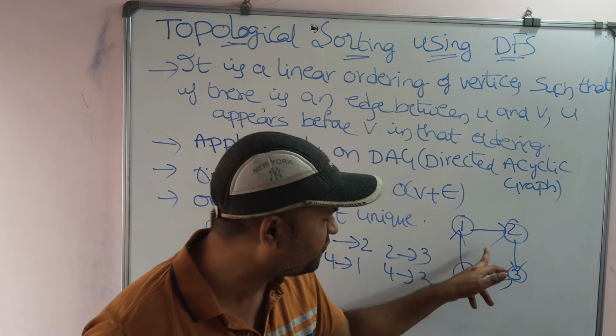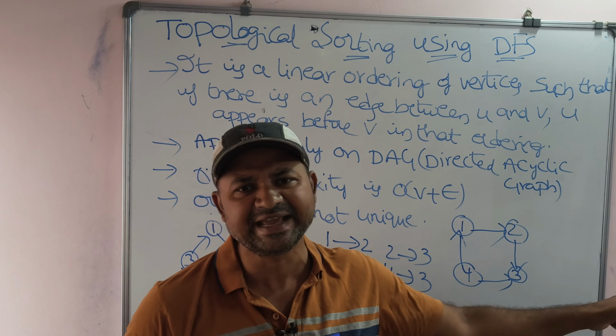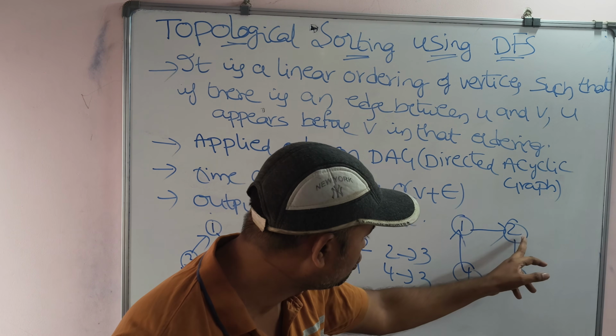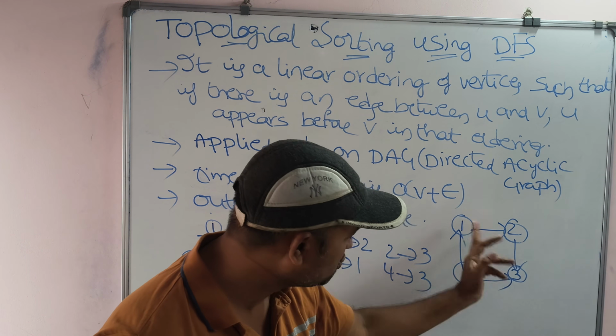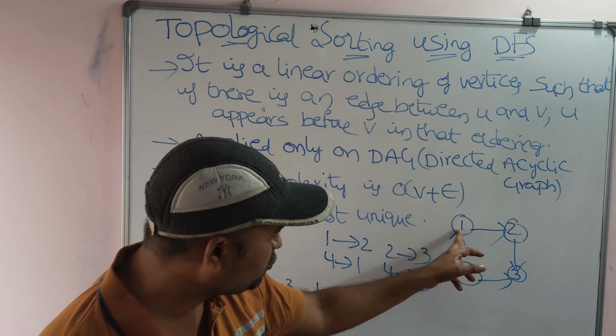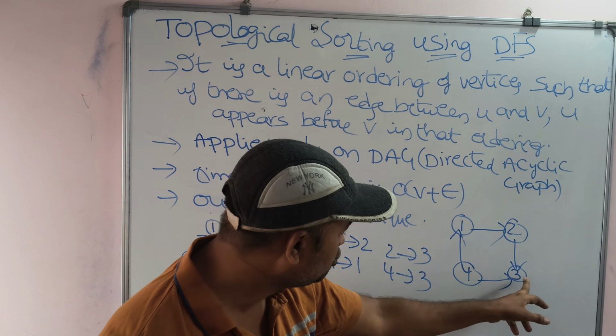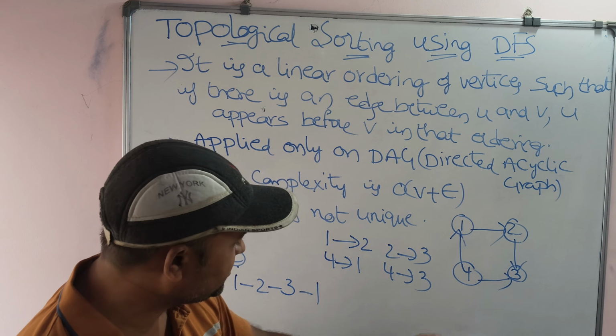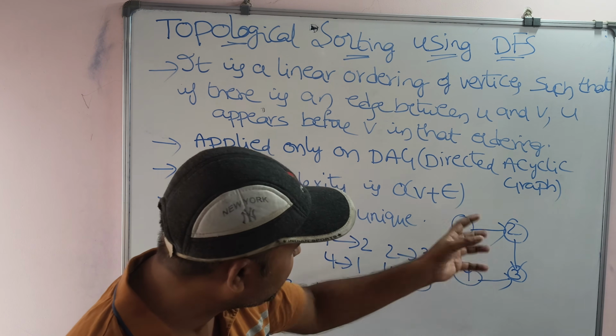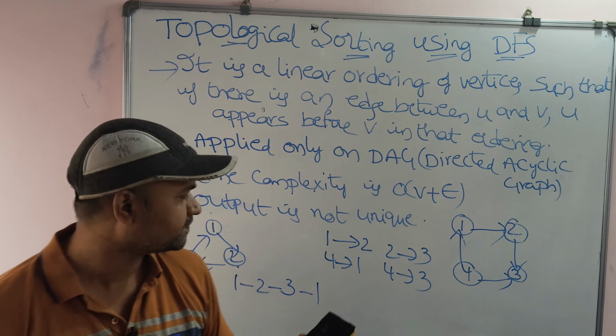If you take this graph, it doesn't contain any cycles. From 1 to 2, 2 to 3, but from 3 to 1 there is no edge. From 4 to 1, 1 to 2, 2 to 3, but from 3 to 4 there is no edge. So this graph doesn't contain any cycles.